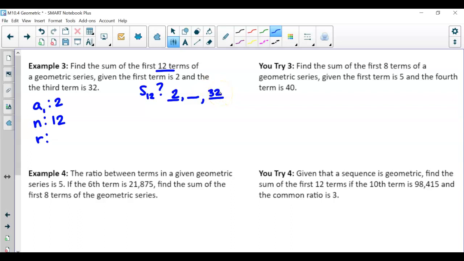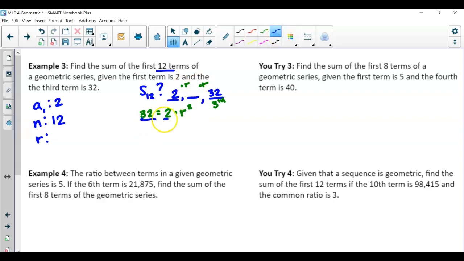So here we're thinking, okay, what number? Now, one way of setting this up is 32 is equal to, we're starting at 2 and we're multiplying by the common ratio once and twice to get the third term. So we are multiplying r times r, which is r squared. Now we're solving for r.